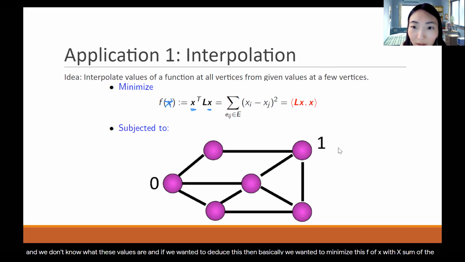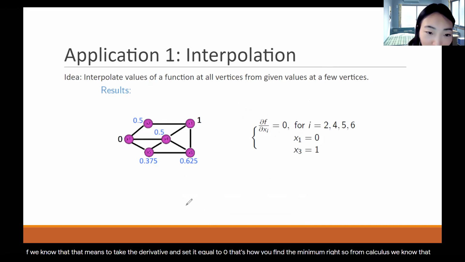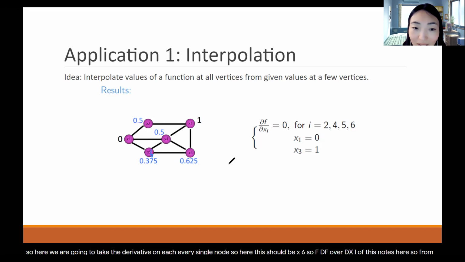All right, so here we have listed out the system of equations. So to minimize a function f, we know that that means to take the derivative and set it equal to 0. That's how you find the minimum, right? So from calculus, we know that. So here we are going to take the derivative on every single node. So here, this should be x6. So df over dxi, and dxi means each one of these nodes here, so from x1 to x6.